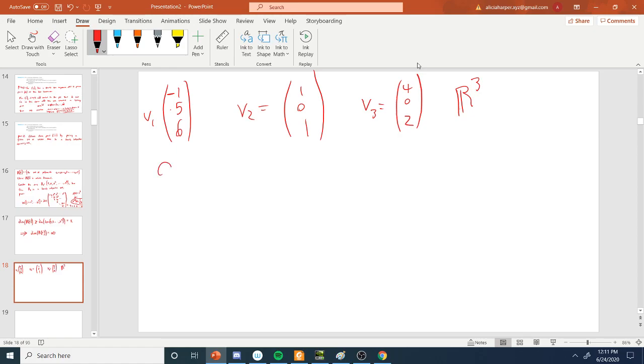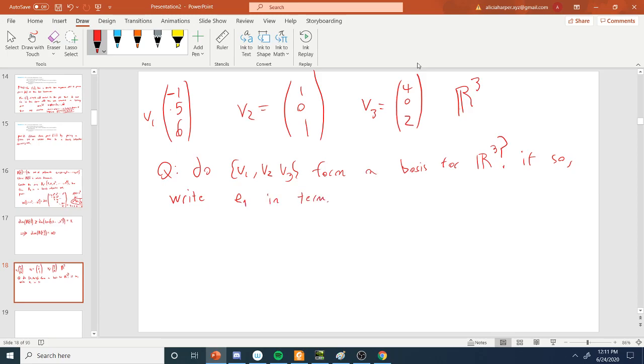And so the question is, do v1, v2, v3 form a basis for R3? If so, write e1 in terms of them. Where, of course, I'll recall that e1 here is the vector (1, 0, 0).